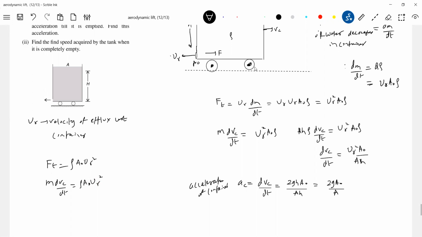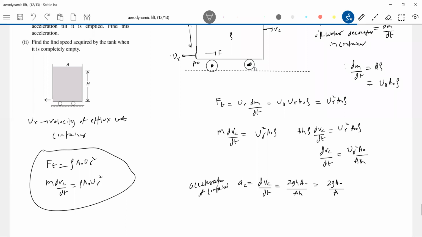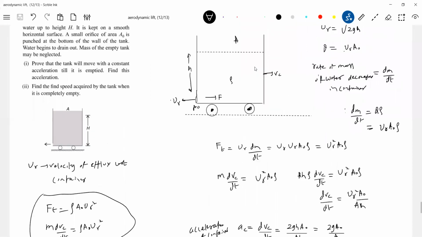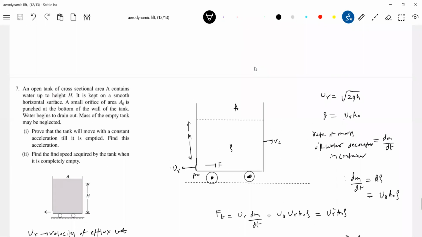What is the mass of the liquid in the container at any time t? Solve it and you'll get dVc by dt, which will become the acceleration of container. Directly you can start from here. I just wanted you to think, because the amount of liquid at any time t decreases. So what is the type of motion the container describes?